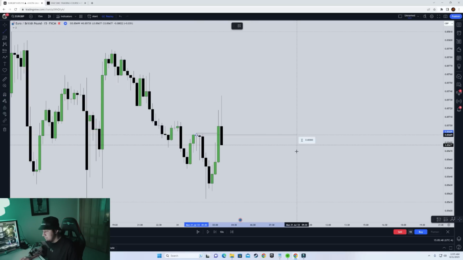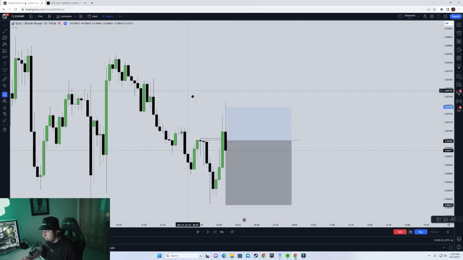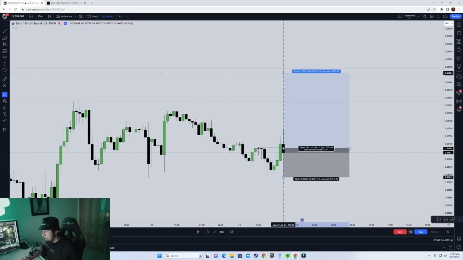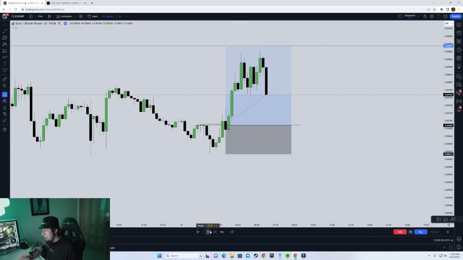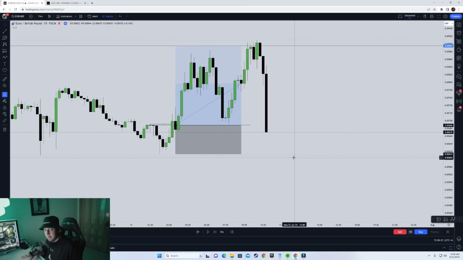So I would simply take my entry from this order block, going long here, putting my stop right below this low, and I would target this level here. So let's see how this plays out. As you can see, we have hit our take profit level. Now this is a model, a trading strategy itself.